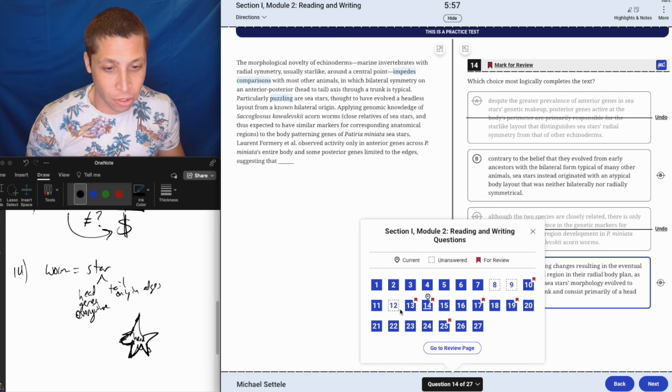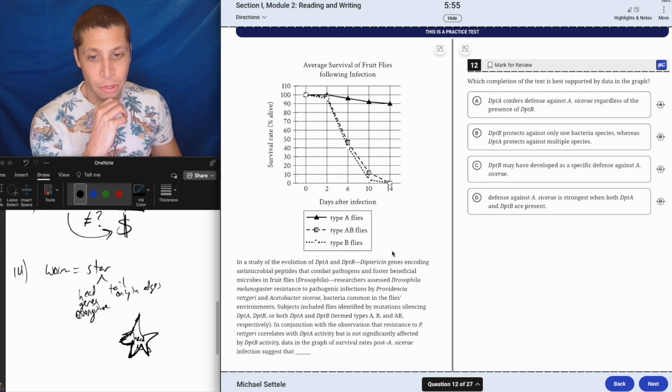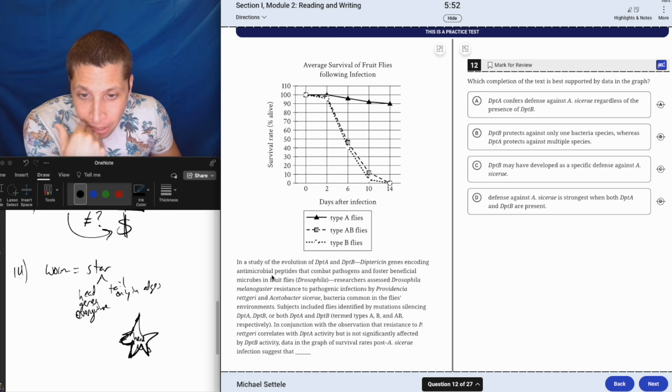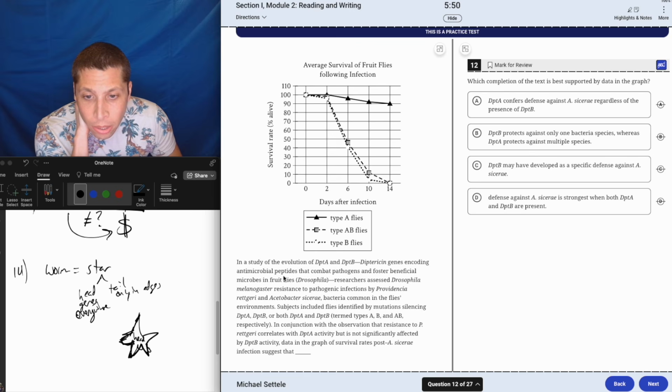So let's go back to some other questions. Let's do this guy. This seems maybe doable. Okay. In the study of genes encoding peptides that combat pathogens, researchers assessed resistance to pathogenic infections by bacteria common in the fly's environment. Subjects included flies with identified mutations silencing these different genes, in conjunction with the observation that resistance correlates with DPTA, so that's this guy, but is not significantly affected by DPTB. Data in the graph of survey. Okay, what?